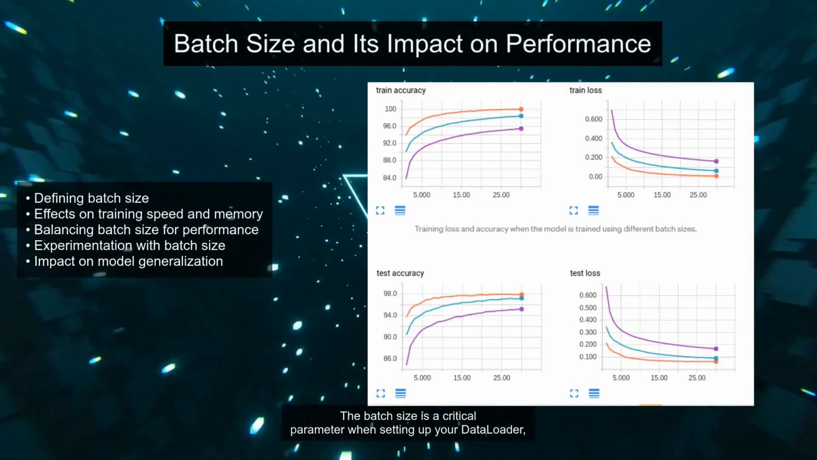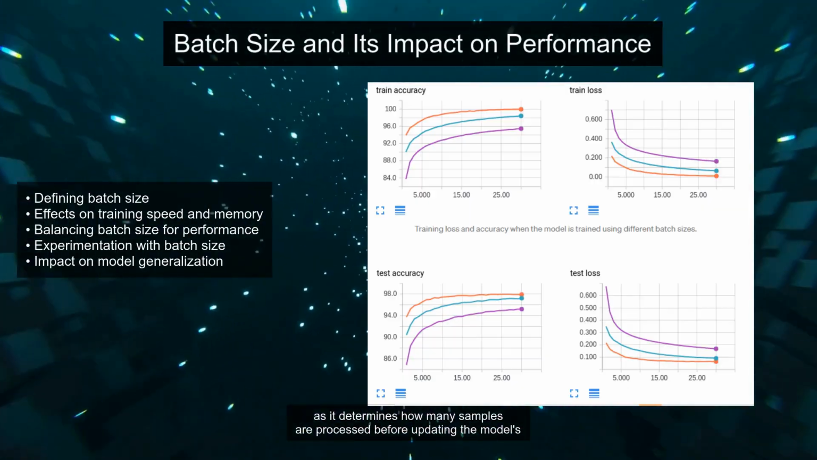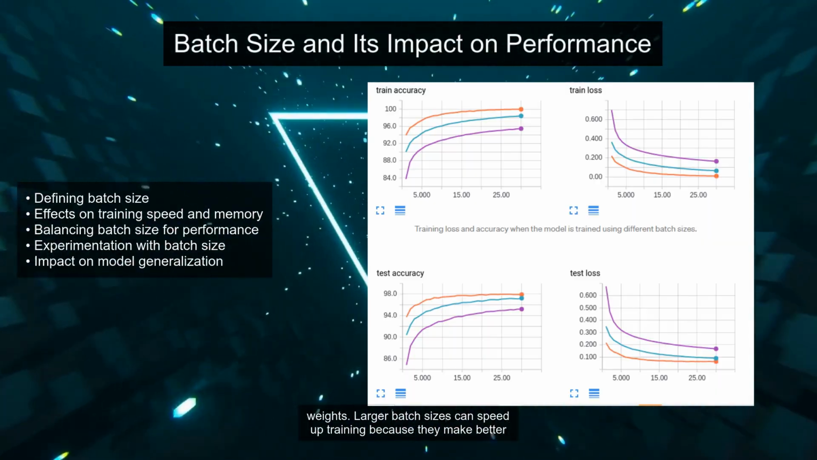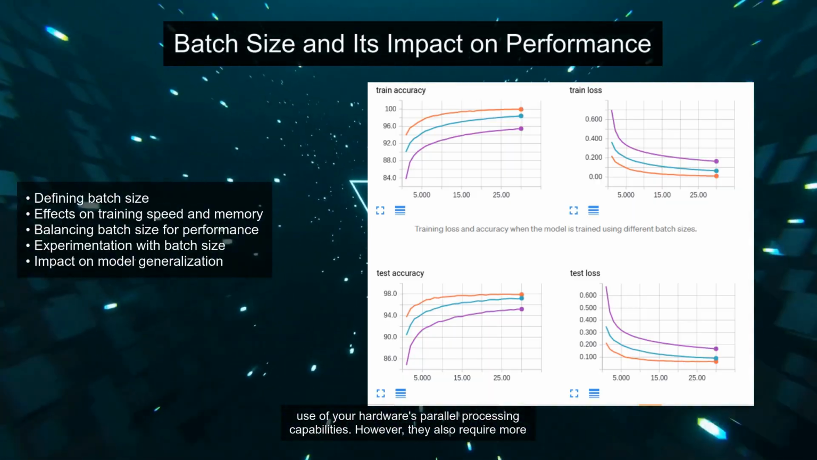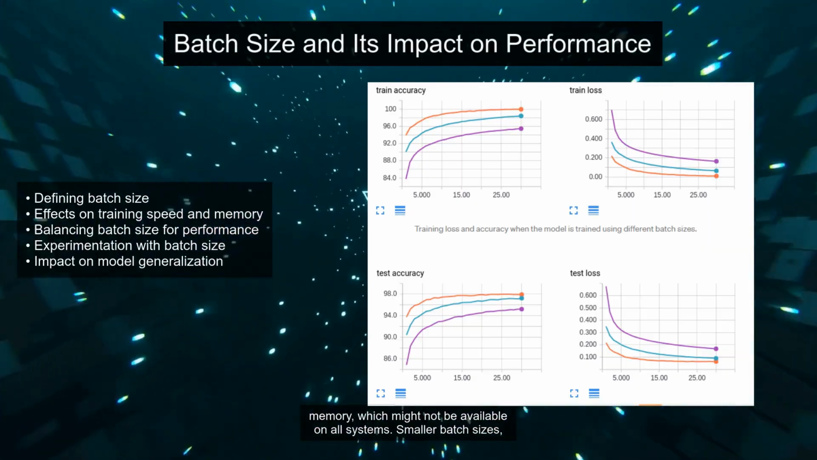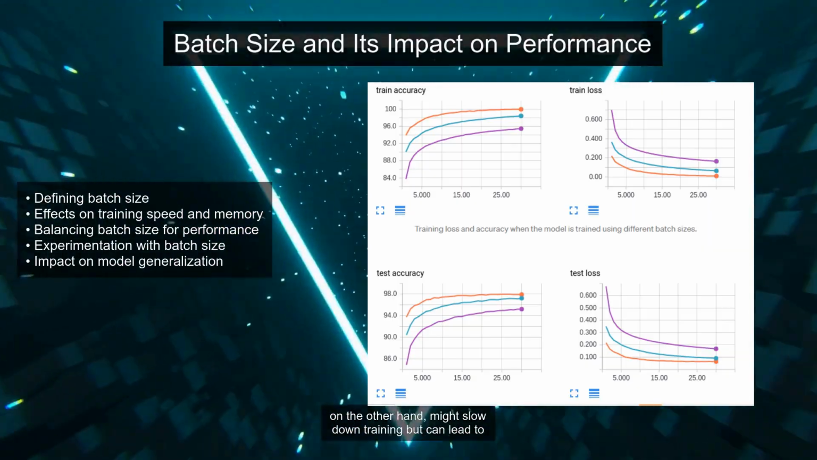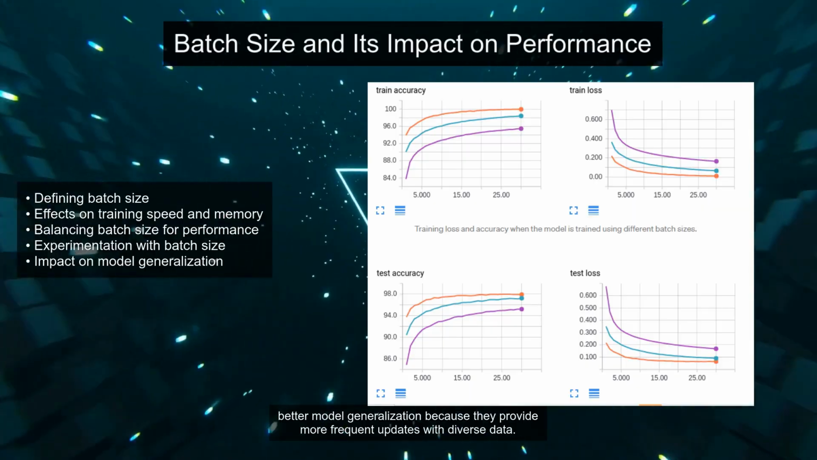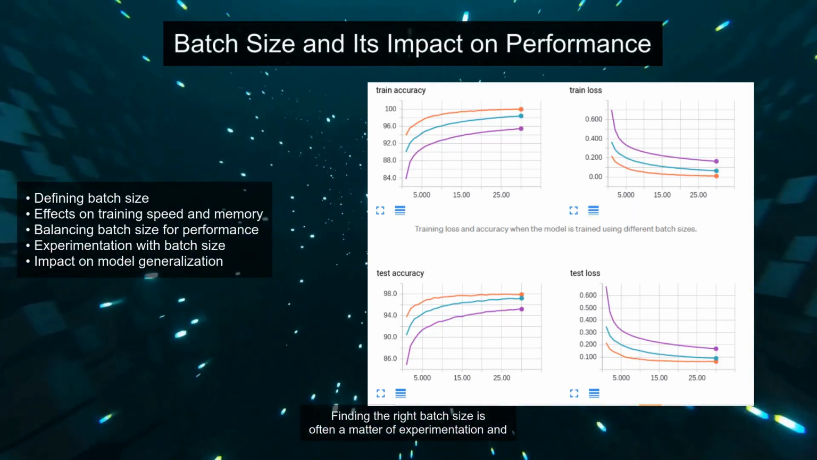The batch size is a critical parameter when setting up your data loader, as it determines how many samples are processed before updating the model's weights. Larger batch sizes can speed up training because they make better use of your hardware's parallel processing capabilities. However, they also require more memory, which might not be available on all systems. Smaller batch sizes, on the other hand, might slow down training but can lead to better model generalization because they provide more frequent updates with diverse data.